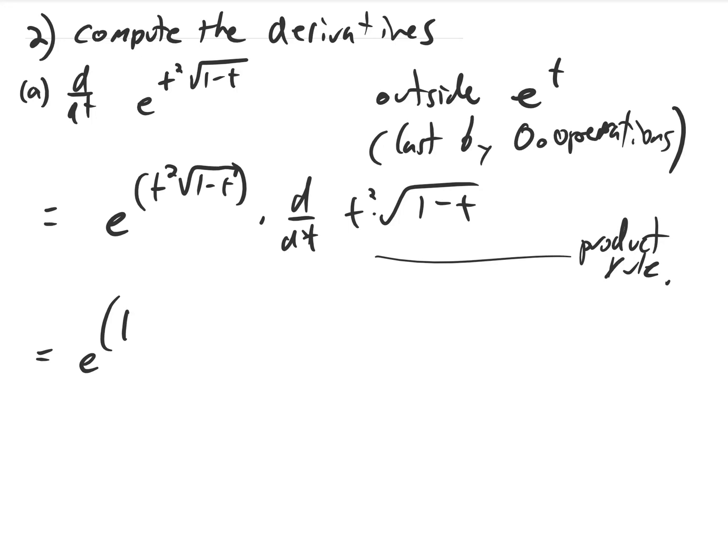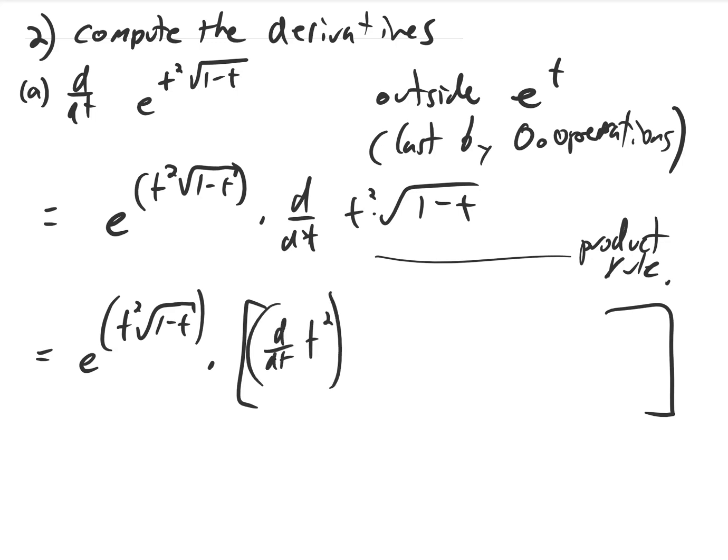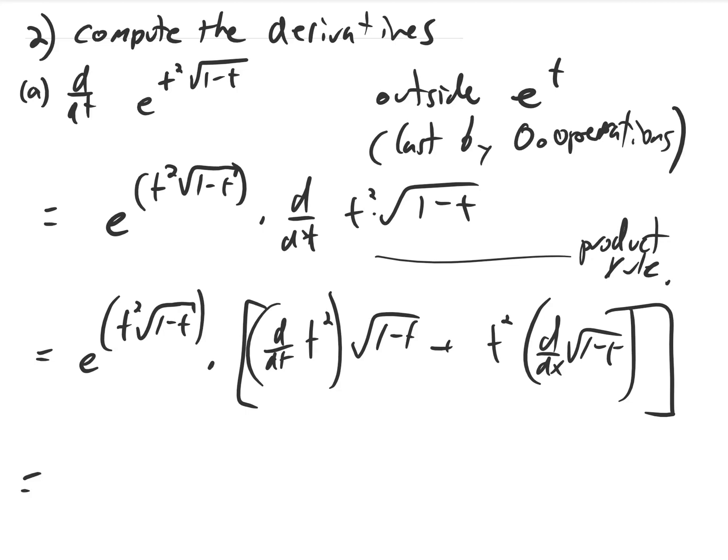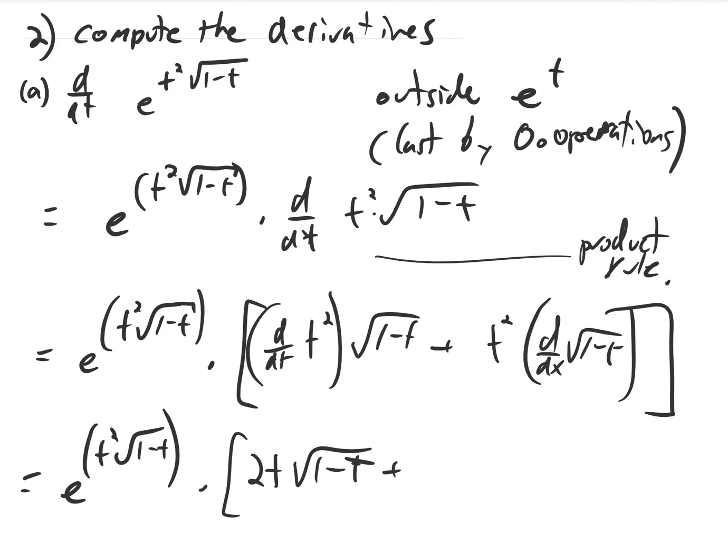So this equals e to the same stuff times, okay, first I'm going to write down just what the product rule tells me, and then I'll work out the details. So the product rule tells me it's the derivative of the first function times the second function plus the first function times the derivative of the second function. Okay, so we only have two derivatives left to do, and one of them's easy. So this is e to the same stuff, times 2t square root of 1 minus t plus t squared.